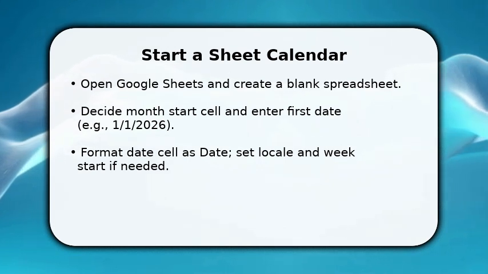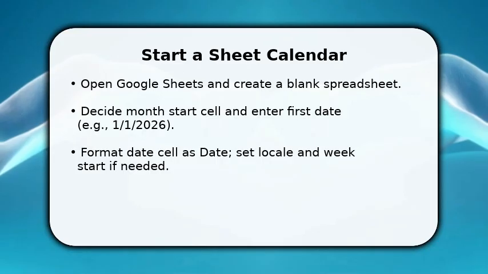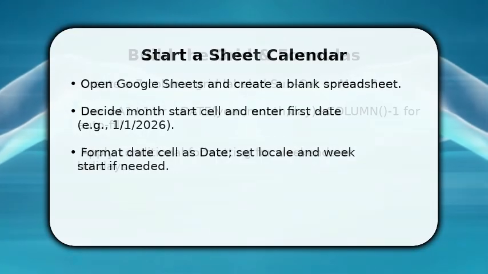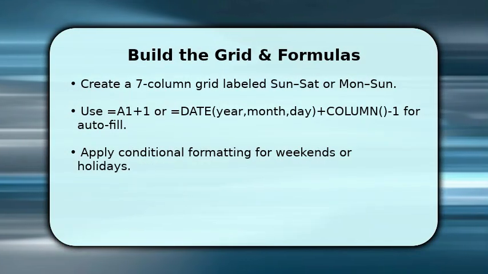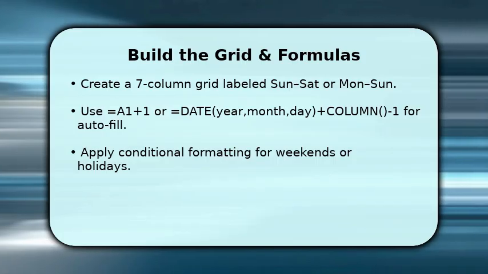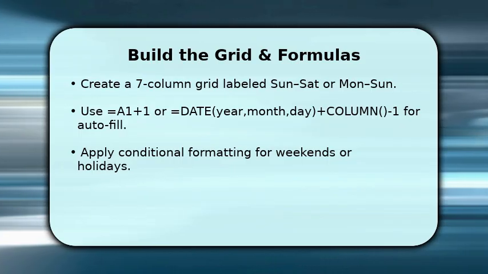Now you build the 7-column grid and label weekdays across the top. You can use simple increments like equals A1 plus 1 or a more robust formula such as equals DATE($B$1, $B$2, 1 + column - 1) depending on your setup. This ensures month boundaries align. Once your dates fill the grid, freeze the header row so it stays visible.